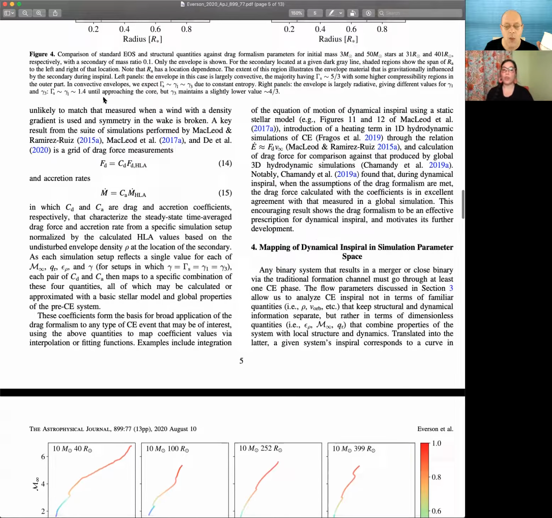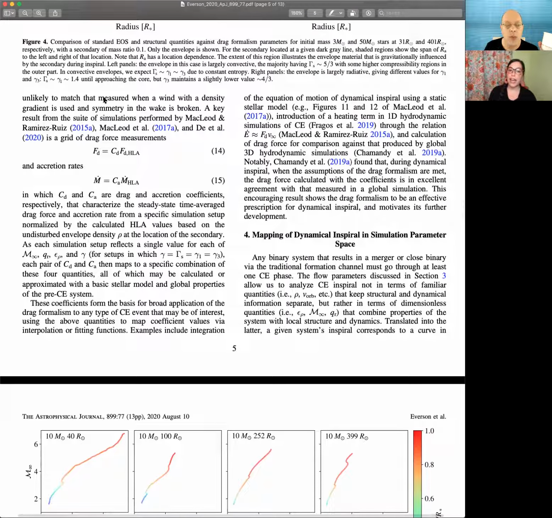So that's just described in this little section of text, what they represent, and that we multiply the drag coefficient by the HLA drag force. We multiply the accretion coefficient by the HLA m dot. Yep. Okay, so this is just how you would apply those coefficients from a practical standpoint.